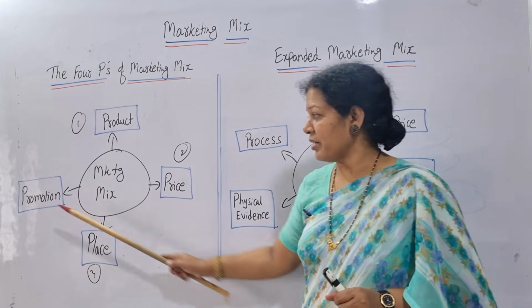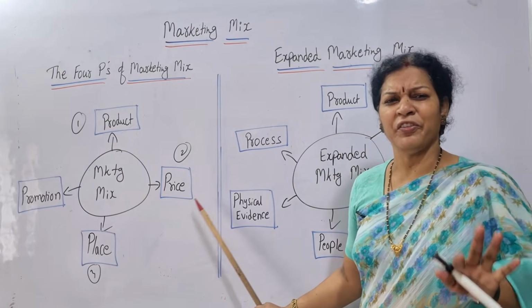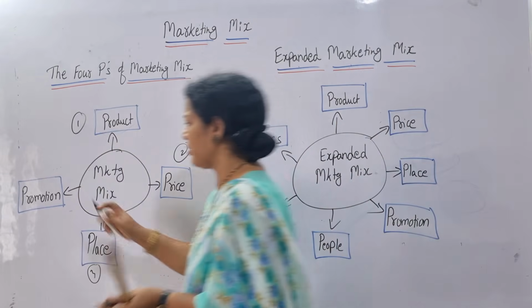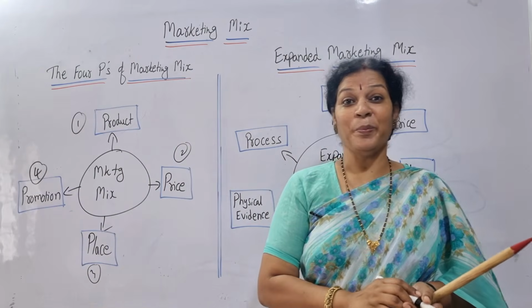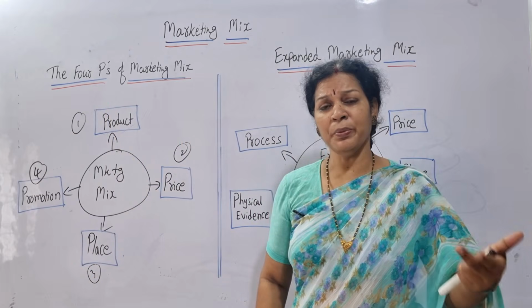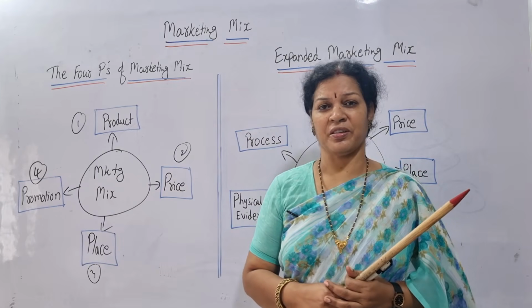Okay, place is decided. Then after that, promotion. Product is okay, price we have fixed, and place also we have fixed. Then lastly we have to focus on the promotion. How to promote it? Important. All this task we have done. Now promoting the products. How to promote it? There are different ways to promote the product.